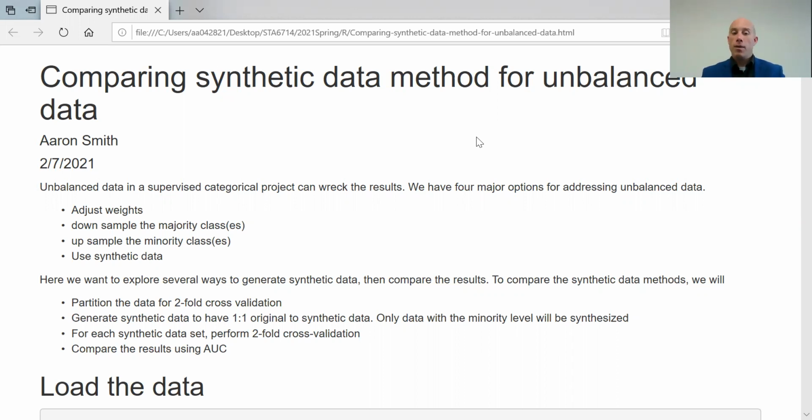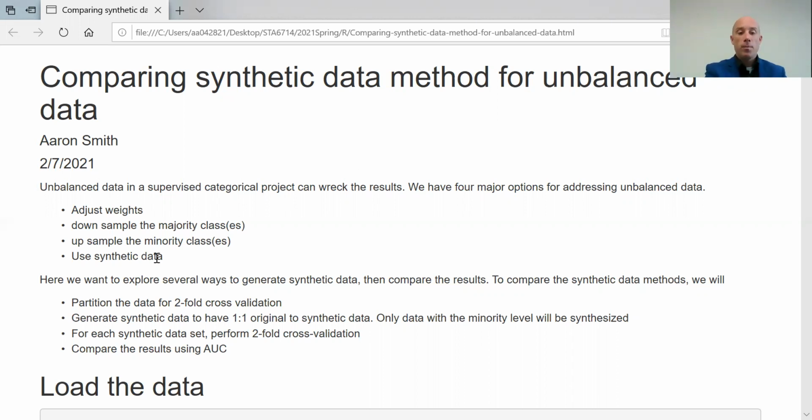Okay, so in this situation, when I have unbalanced data, I have four major options. First one is to adjust weights. Second one is to downsample the majority class. Third one is to upsample the minority class. And then the fourth one is to generate synthetic data. And that's the order in which I feel like we should use them. I feel like weights is the most important and synthetic data is the lowest. Now, I feel like synthetic data is not a good option compared to others, but it's still a tool that we should have in our tool belt.